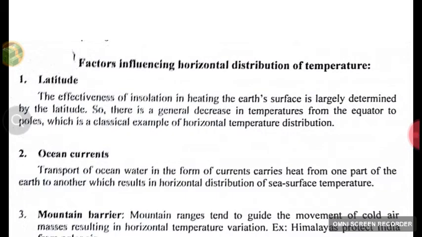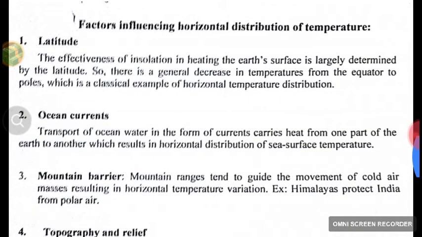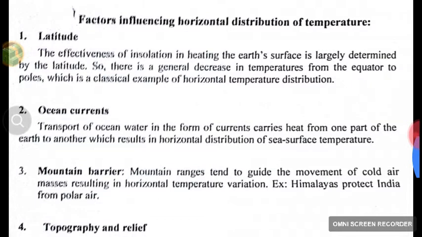Next, we will see the factors influencing the horizontal distribution of temperature. The factors are latitude, ocean currents, mountain barriers, topography and relief. Let's study about each and every factor in detail. Latitude.